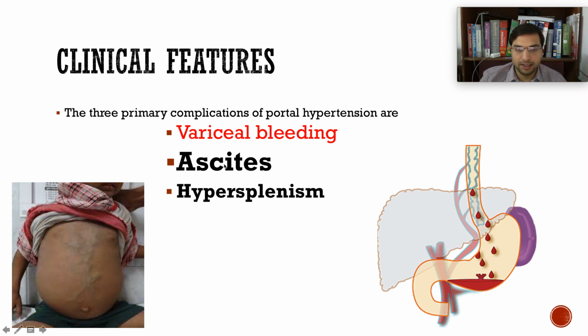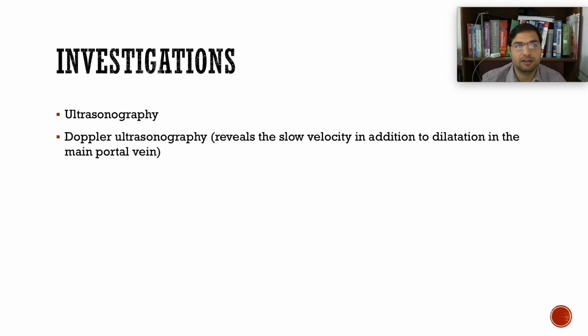Second is ascites. Because portal hypertension is there, there will be a backflow of blood, there will be congestion of blood in the portal vein, and that congestion will lead to the oozing of fluid into the peritoneal cavity, and the excessive fluid in the peritoneal cavity will cause ascites, right? We will talk about this ascites later, in the coming slides. So the patient will land up with ascites. And third is hypersplenism. The spleen will be increased in size, right? So these are the three main clinical features.